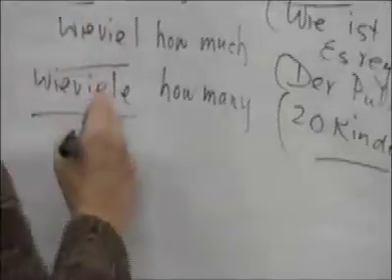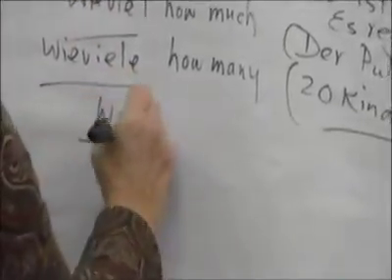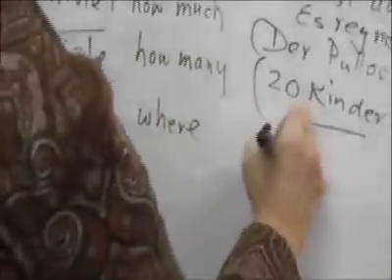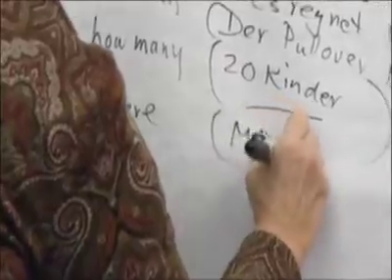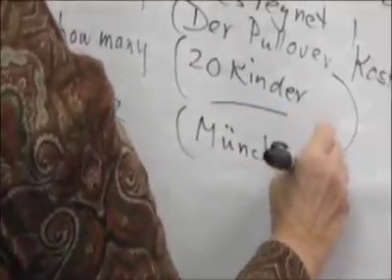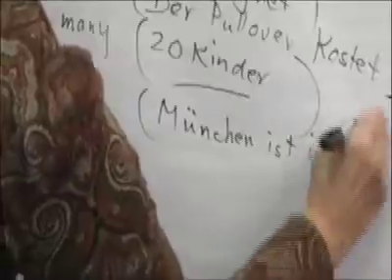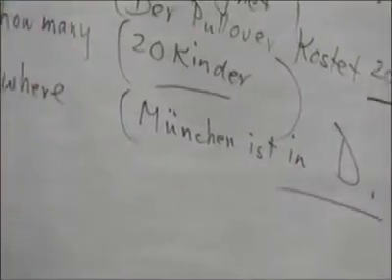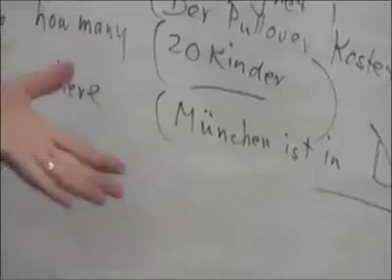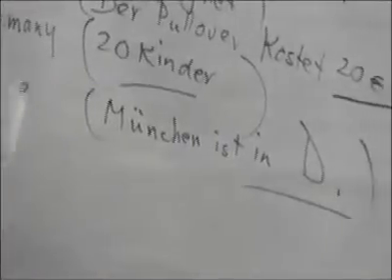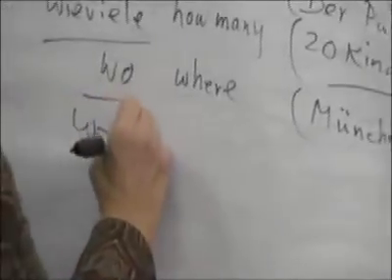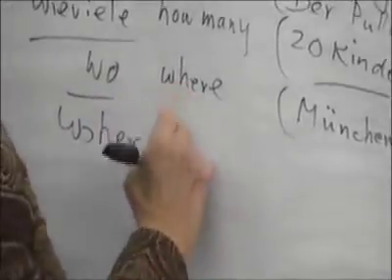Another question word is wo. That's when we ask for a location. Wo means where. Zum Beispiel, we say, München ist in Deutschland. So we're talking about a location, right? Question word would be, wo ist München? Yeah? The answer would be, it is in Germany. Es ist in Deutschland.